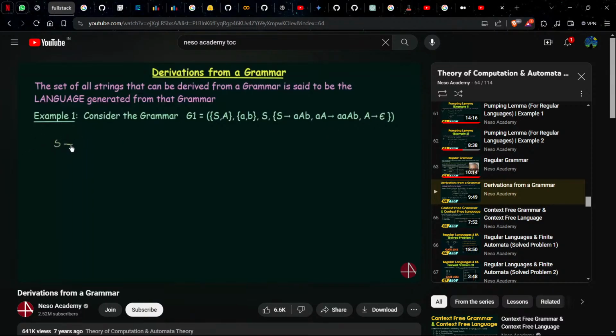Let me start from the start symbol S, and from S I can get a, capital A, and then b, using the production rule S gives aAb. Now let's try to expand this.